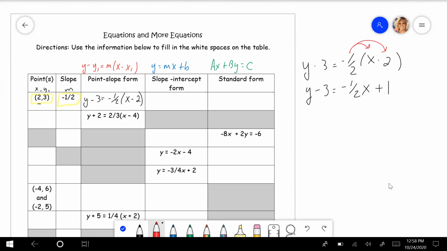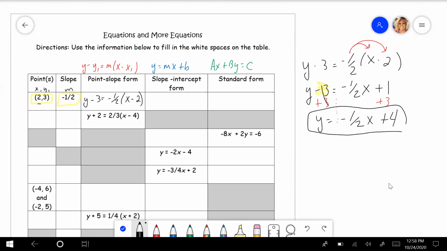Now, is y by itself yet? Nope. I need to move this minus 3. So the opposite of minus 3 is plus 3. So I'm going to add 3 to each side. These cancel, and I get y equals negative 1/2 x plus 4. That is slope intercept form. Y equals negative 1/2 x plus 4.